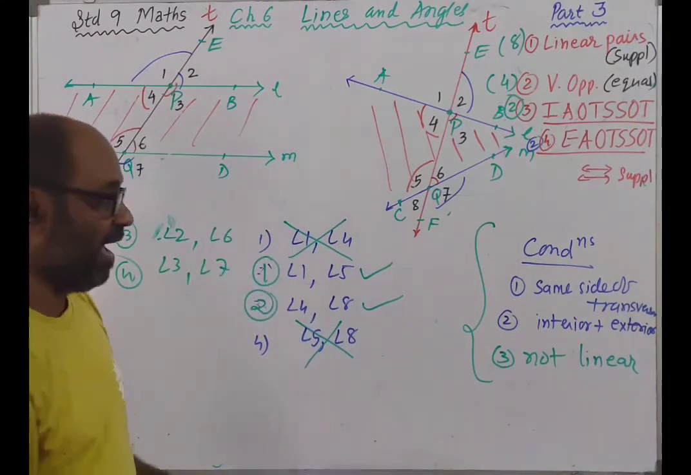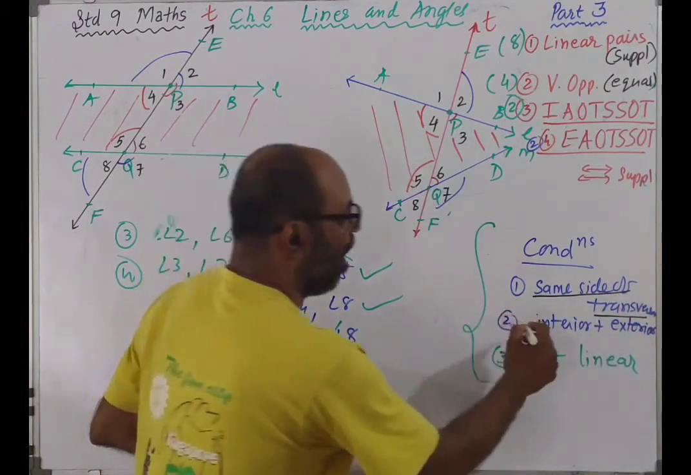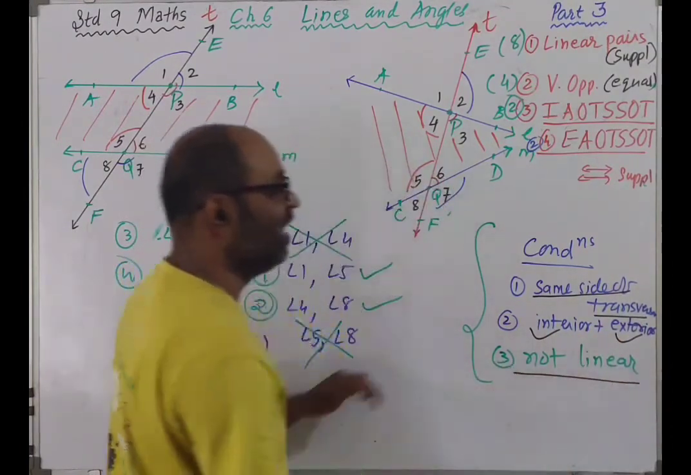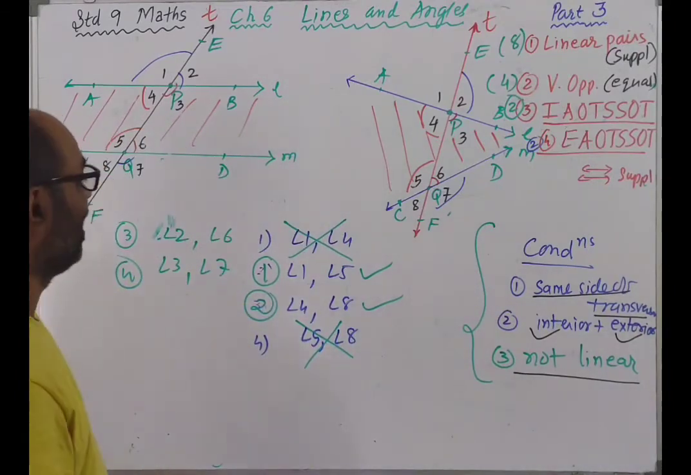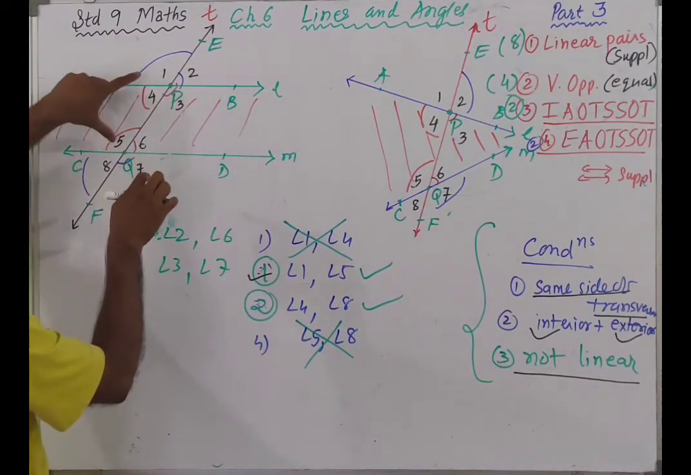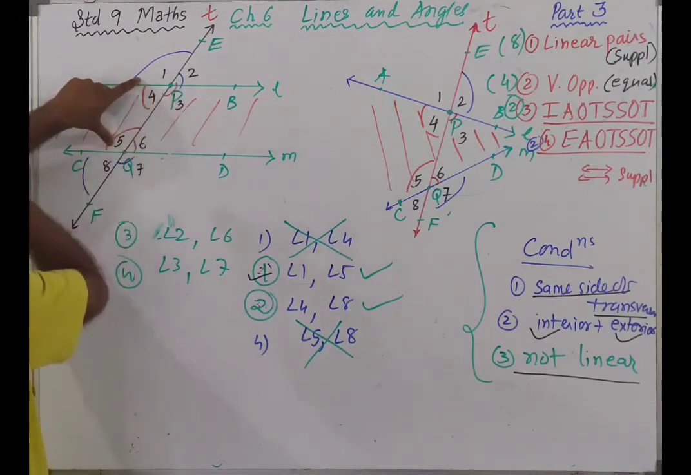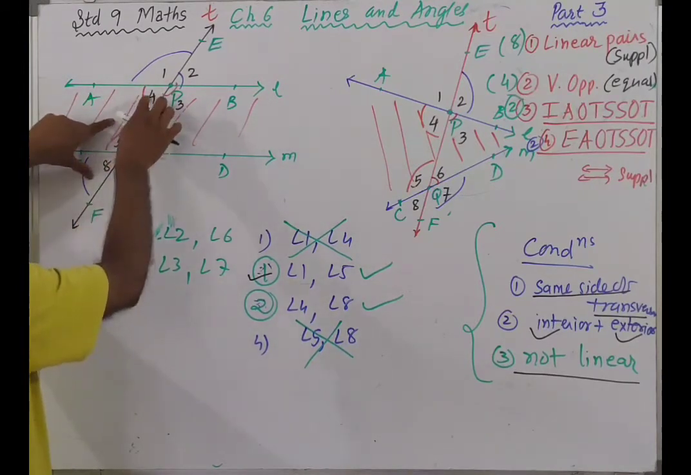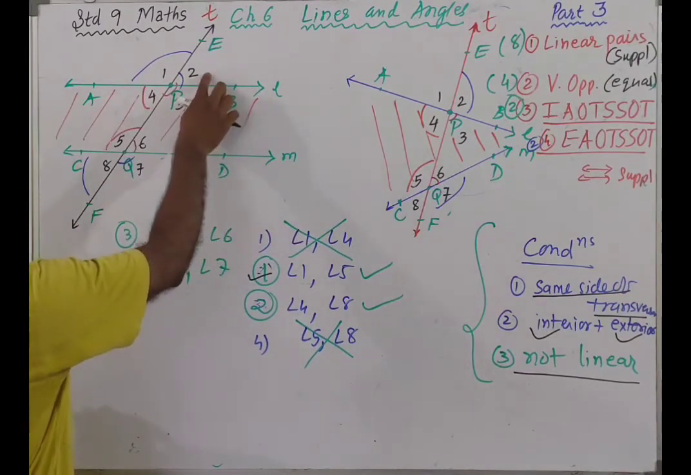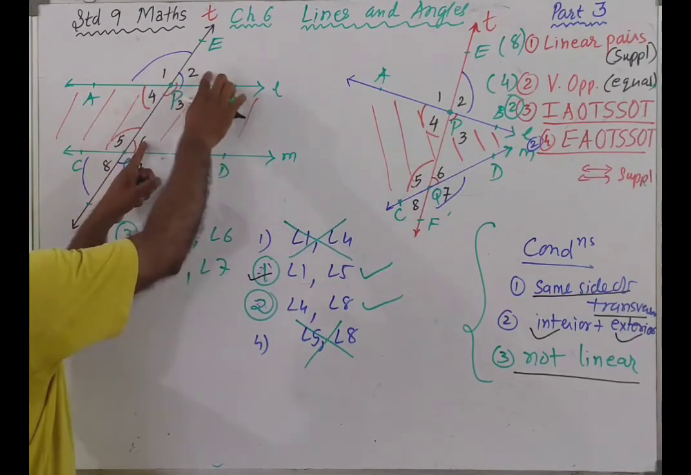So 4 pairs of angles, कहां? On the same side of transversal. One in the interior, other in the exterior, and they are not linear. ये 3 कंडीशन सेटिस्फाई करने वाले pairs of angles कितने हैं? 4. एंगल 1, एंगल 5 जो एक इंटीरियर, एक एक्सटीरियर और लीनियर नहीं है, एंड ऑन द सेम साइड. एंगल 4 और एंगल 8 एक इंटीरियर, एक एक्सटीरियर, सेम साइड और लीनियर नहीं है. ये बाजू देखो 2 और 6, 2 एक्सटीरियर 6 इंटीरियर ऑन द सेम साइड और वो लीनियर पेयर नहीं बनाते हैं.